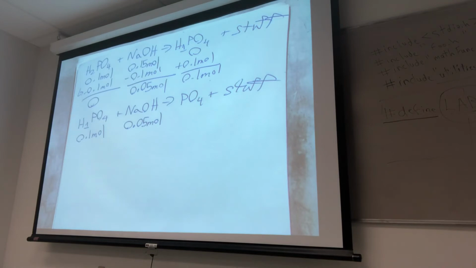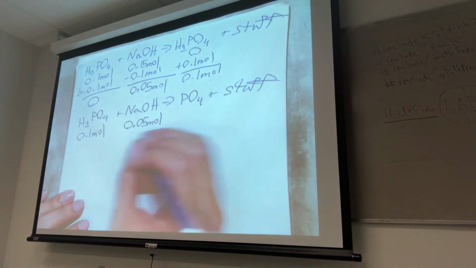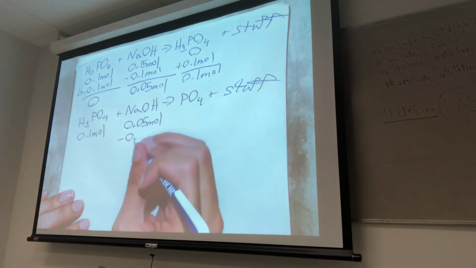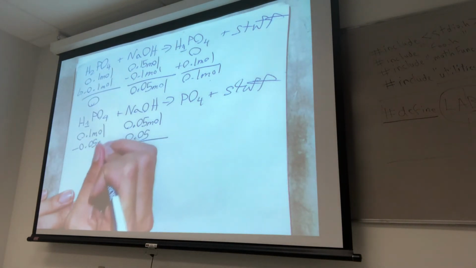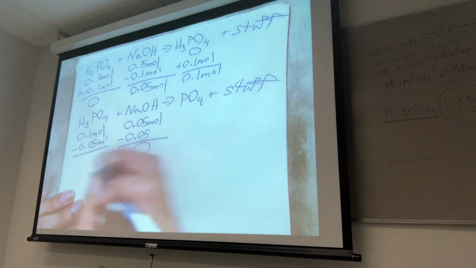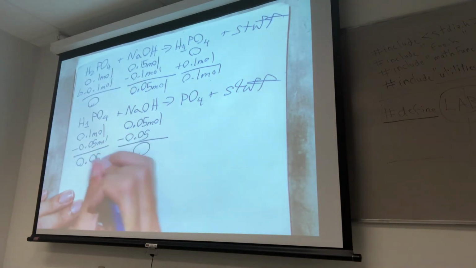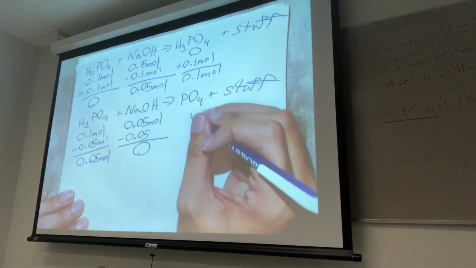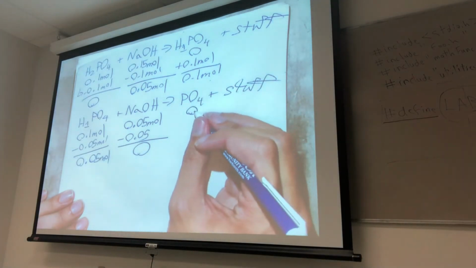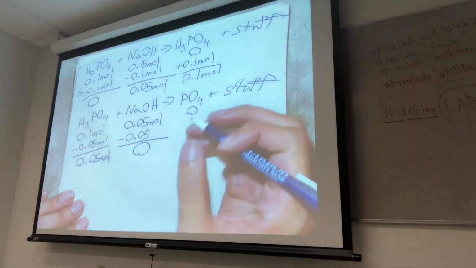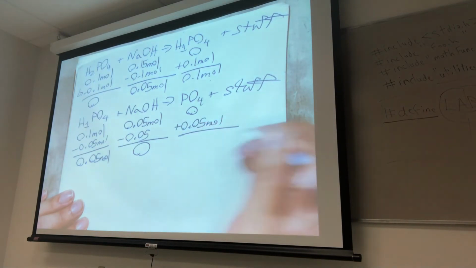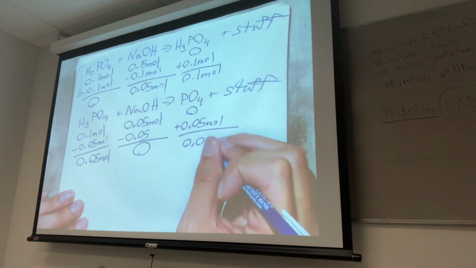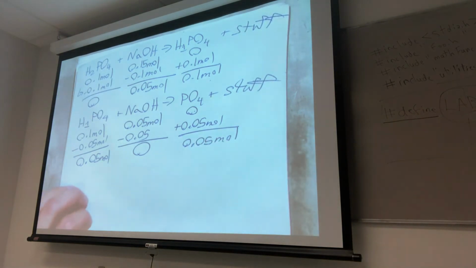Finally, the limiting reactant is NaOH now, because there's only 0.05 moles of it. I'm going to subtract 0.05 from both of these. This becomes 0. This becomes 0.05 moles. And finally, our product, we started without any PO4. We're going to add 0.05 moles to it, and we have produced 0.05 moles of PO4.